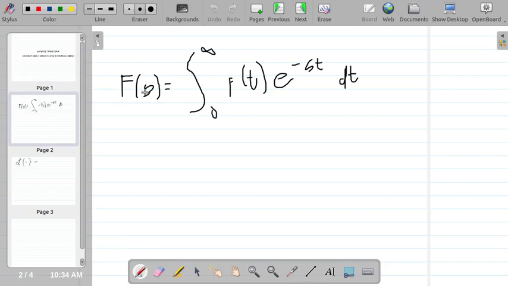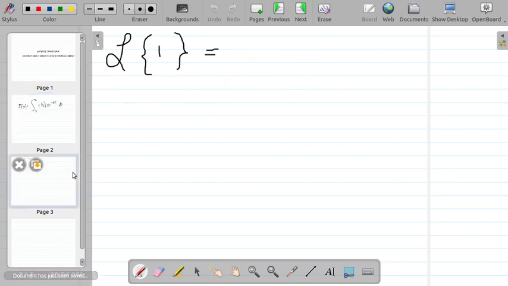F of s is equal to the integral from 0 to infinity of f of t times e raised to the power of negative st dt. So, for example, we need to find the Laplace transform of 1. Basically, 1 is our f of t.